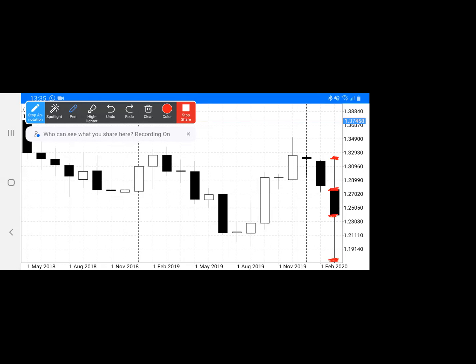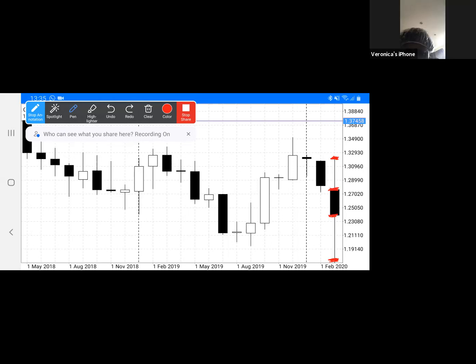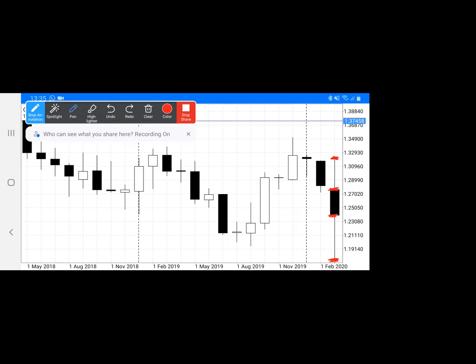You can see which direction it went in. You can see where it started. You can see where it finished. You can see how high it went, and you can see how low it went. Repeat that back for me, Veronica. What are the 5 pieces of information?